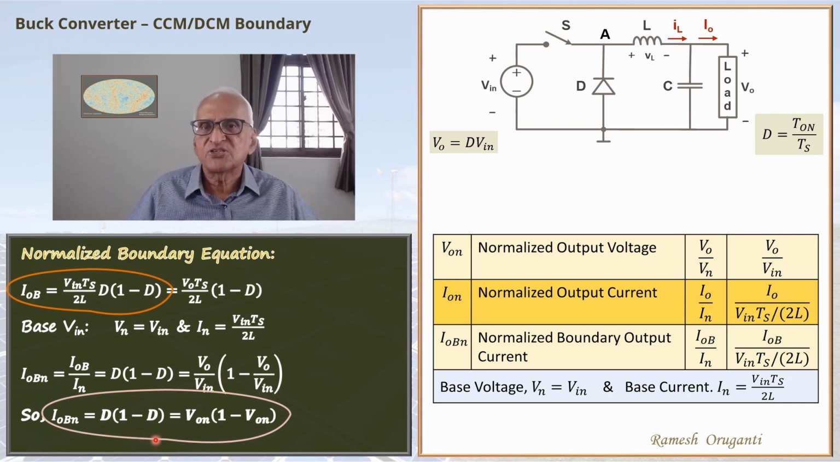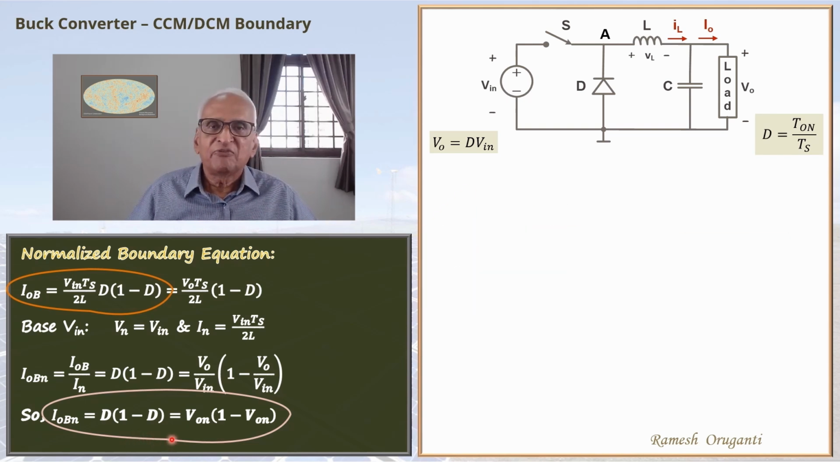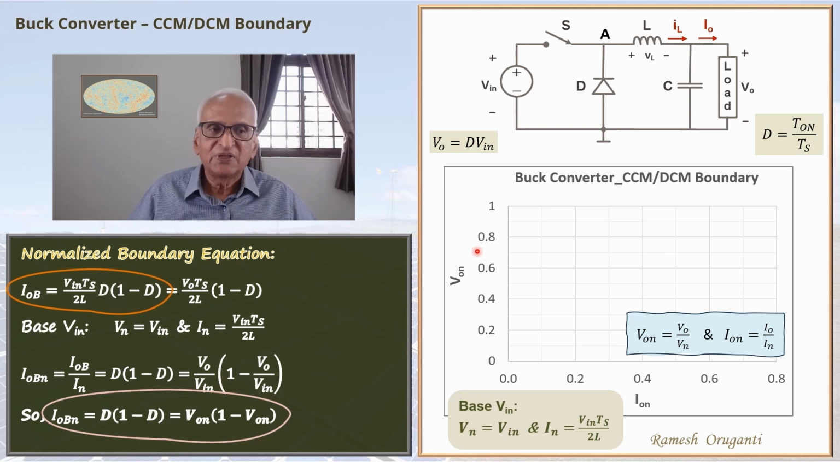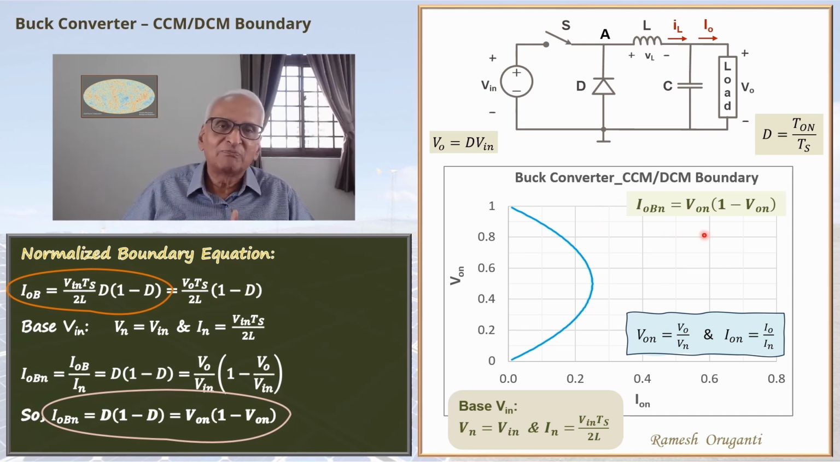We can now plot this equation. So we are plotting the buck converter CCM DCM boundary. The y-axis is VON. The x-axis is ION. So you can recognize that this is a parabola but shifted by 90 degrees. Now this point is the maximum boundary current that occurs at VON equal to 0.5. You can differentiate this with respect to VON, set it equal to 0, and you will get VON equal to 0.5.